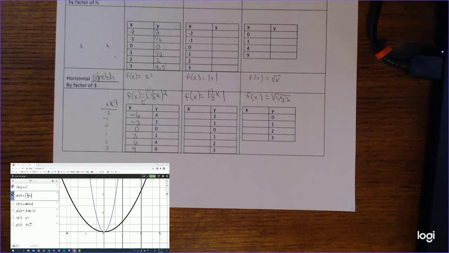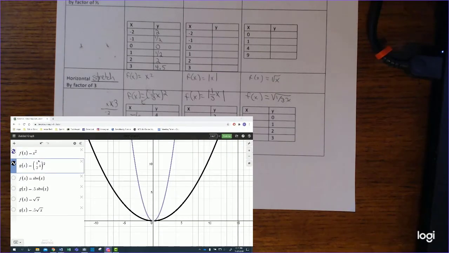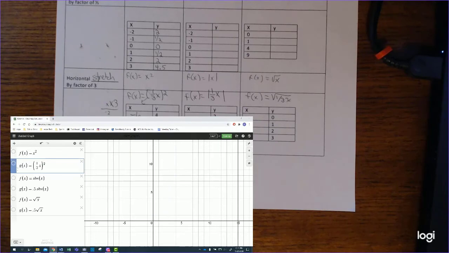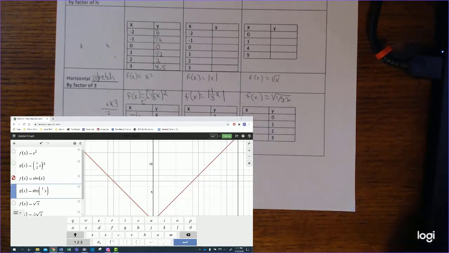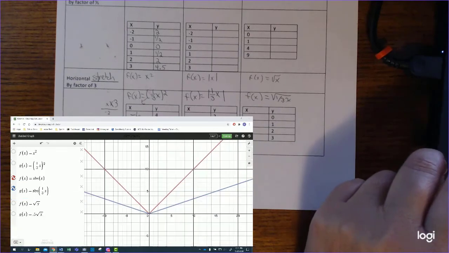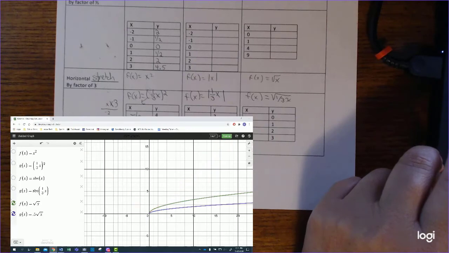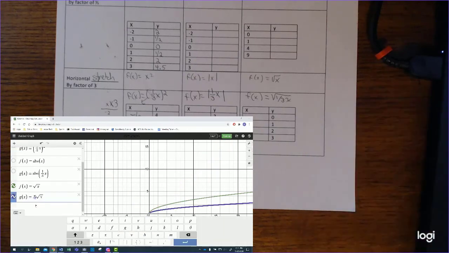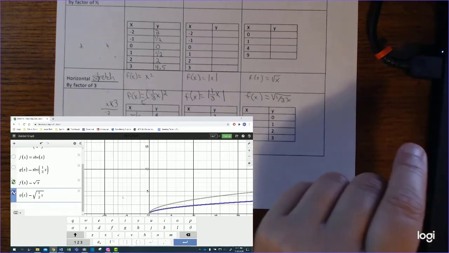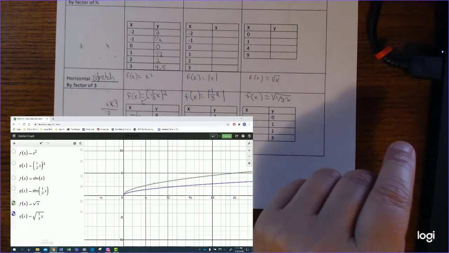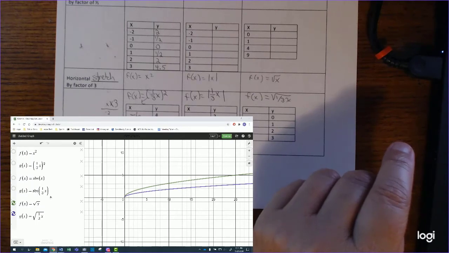So let's see if I can make that bigger and do this. Okay, so if I want to horizontally stretch the absolute value by a factor of 3, I need to put 1/3 in there with the x, and it got stretched by a factor of 3. And if I want to take the square root function and stretch it horizontally by a factor of 3, I need to go and multiply the x's by 1/3. And that's hard to see, but it is a horizontal stretch by a factor of 3.